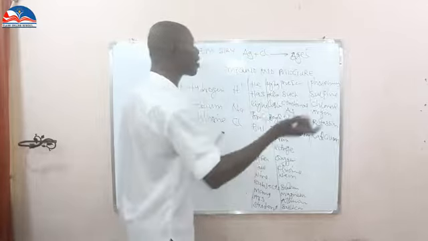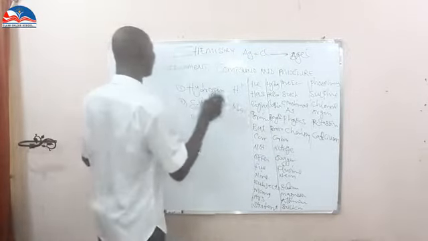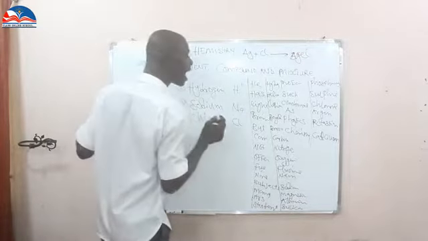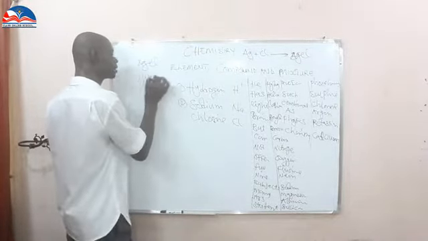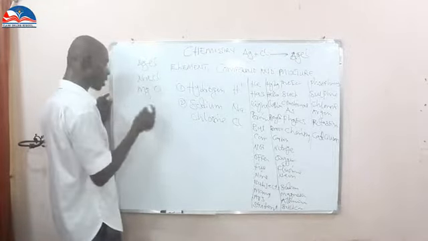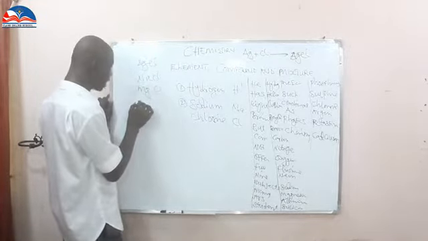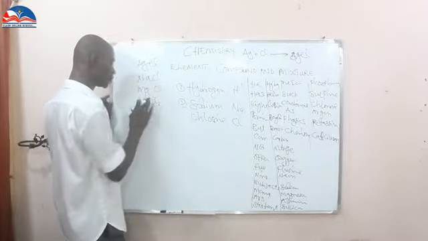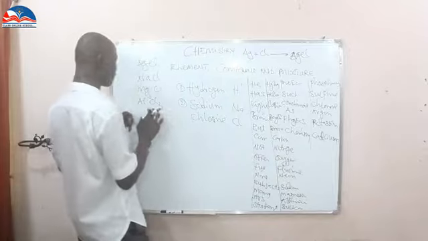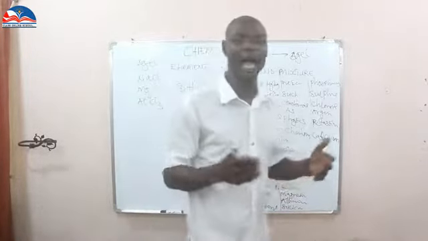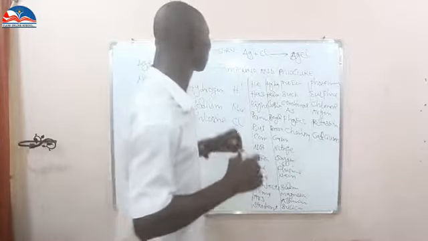Examples of compounds that you may have: silver chloride, sodium chloride, magnesium oxide, and aluminium chloride. These are all examples of compounds. They are chemically combined together.